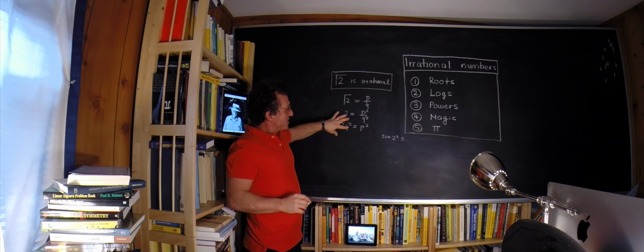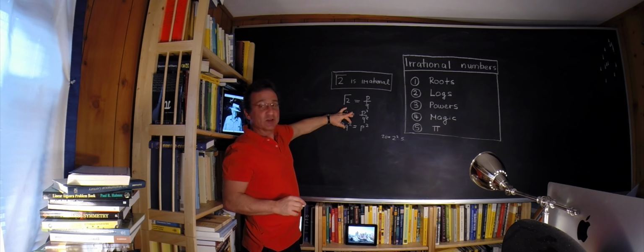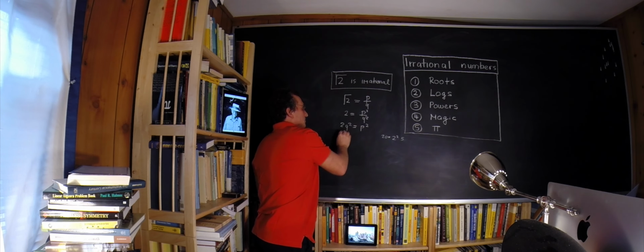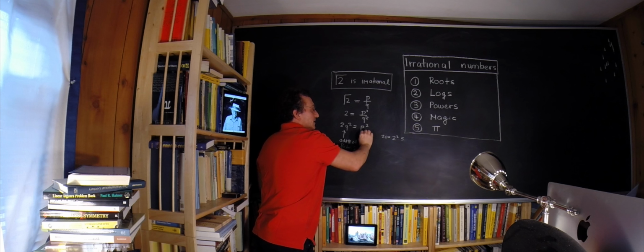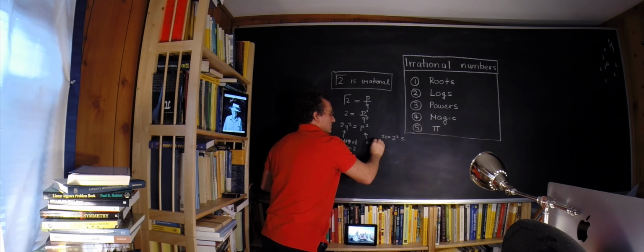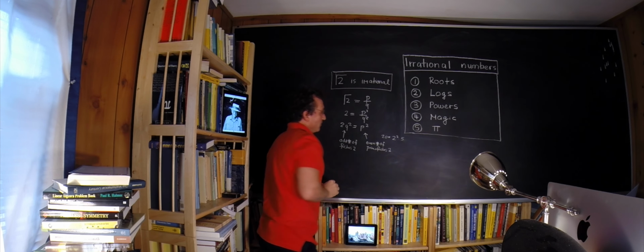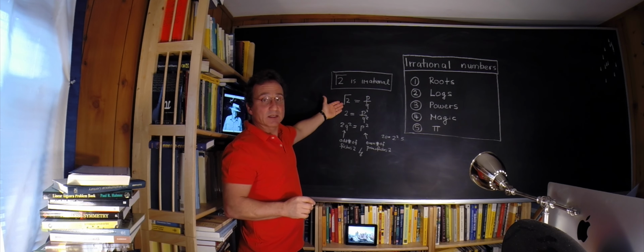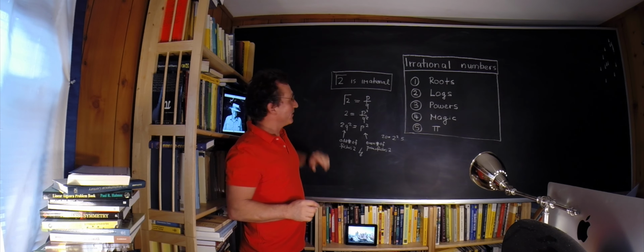When we look at the prime factors here, because this is a square, there is an even number of prime factors 2. And because of the 2 here, we get an odd number of prime factors 2. And on the right-hand side, because it's a square, we have an even number of prime factors 2. And obviously this is a contradiction, showing that the initial assumption that the square root of 2 is rational does not work.